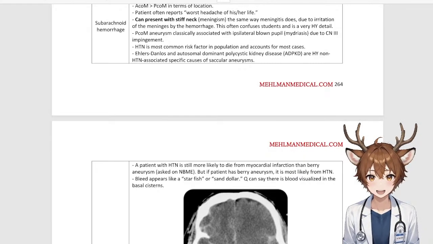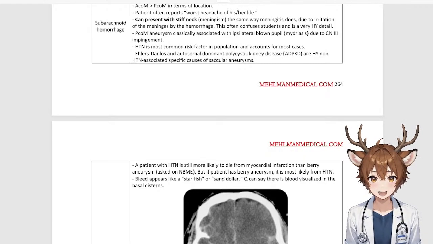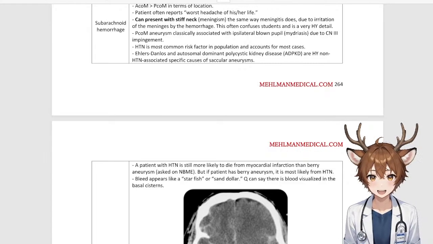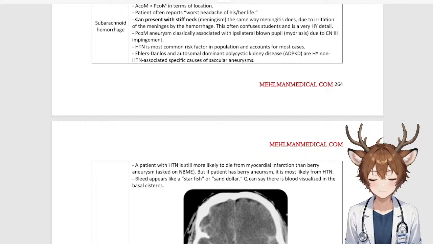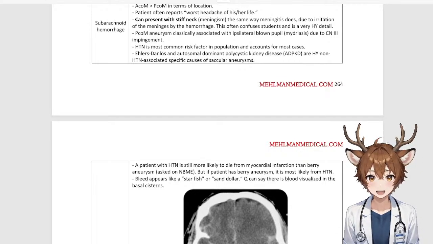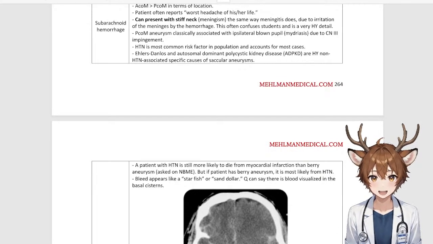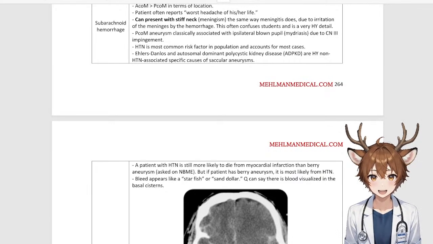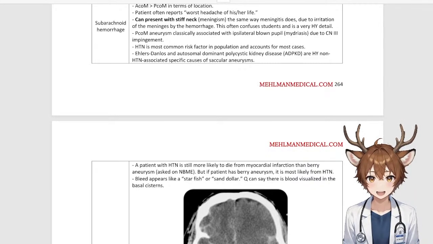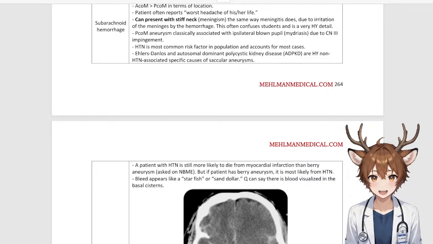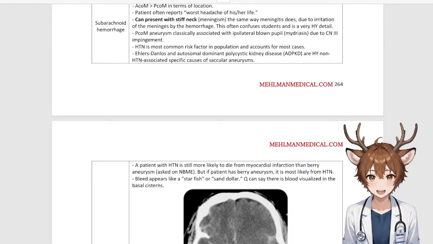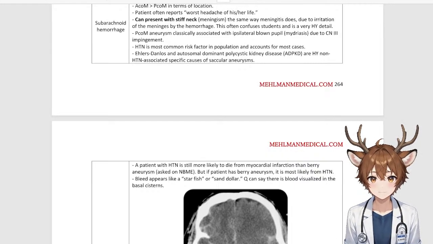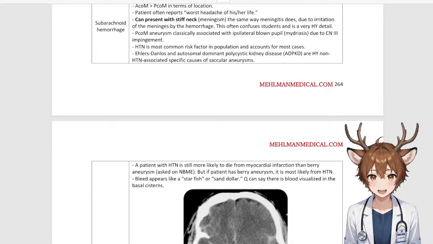The bleed appears like a starfish or sand dollar. The question can say there's blood visualized. As far as I know, I would assume the correlation of hypertension with MI is stronger, and maybe they're implying that heart attack is still a bigger issue in theory. Maybe. I'm not quite sure exactly what they're trying to distinguish, but if you're reading this, hopefully you can figure out what they're talking about. Anyway, the bleed appears like a starfish or sand dollar.